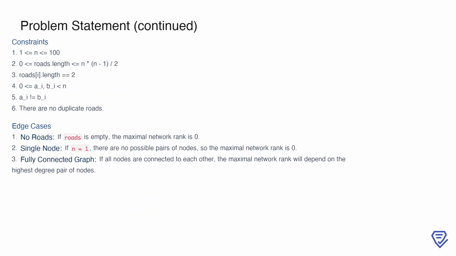Finally, let's consider the constraints and edge cases for this problem. The number of nodes, n, ranges from 1 to 100, and the number of roads can be at most n*(n-1)/2, meaning there are no duplicate roads, and every road connects distinct nodes. For edge cases, if there are no roads, the maximal network rank is simply 0 because no connections exist. Similarly, if there is only one node, there are no pairs of nodes to compute a rank, so the result is also 0. On the other hand, in a fully connected graph where every node is connected to every other node, the maximal network rank depends on the pair of nodes with the highest combined degrees. These considerations are crucial for handling all possible scenarios in this problem.